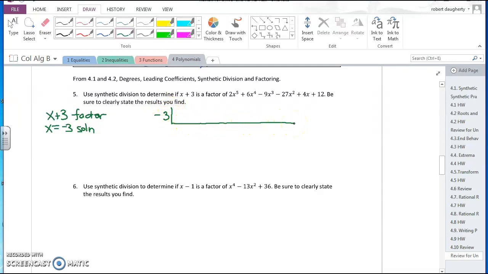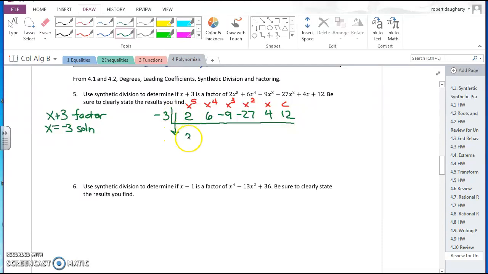And then I'm going to have all the coefficients of the polynomial. So it looks like I'm going to have something for x to the 5th, x to the 4th, x cubed, x squared, x, and a constant. So my x to the 5th term is 2, 6x to the 4th, minus 9x cubed, minus 27x squared, 4x, and a constant of 12.